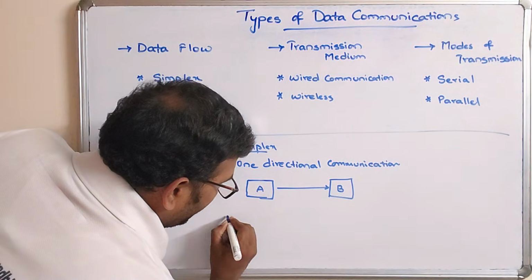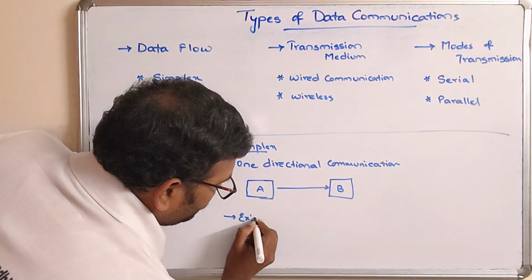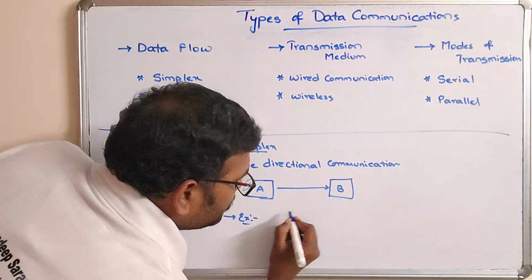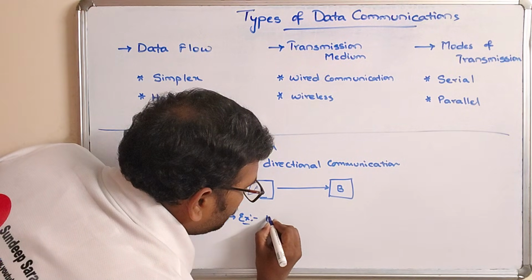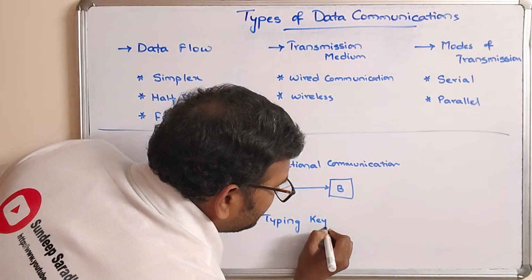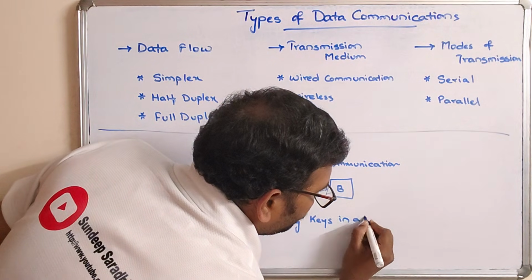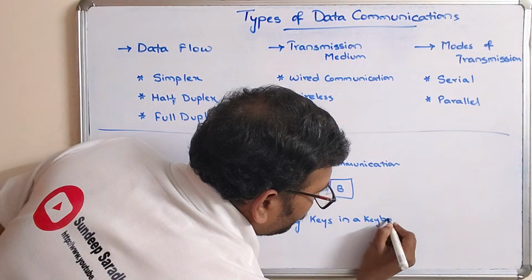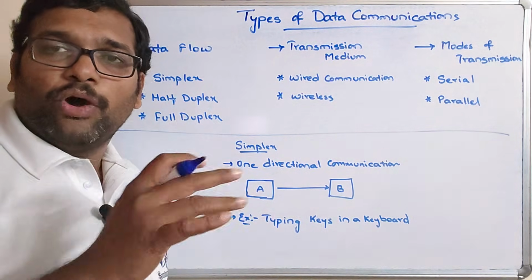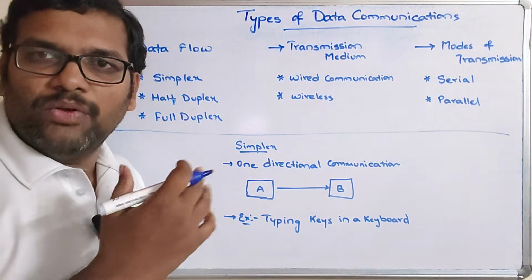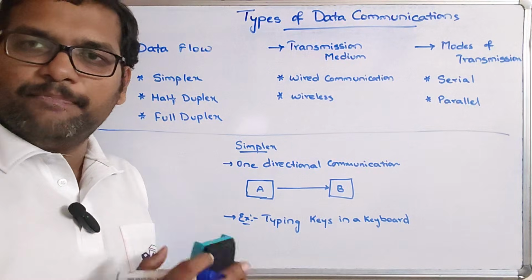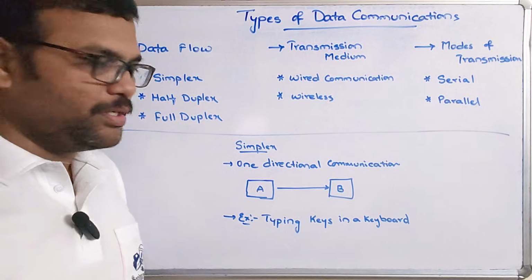The example for this one is typing keys on a keyboard. We type the keys on a keyboard and that will be displayed on the monitor. That is one way, only one direction communication, which we call simplex data communication.